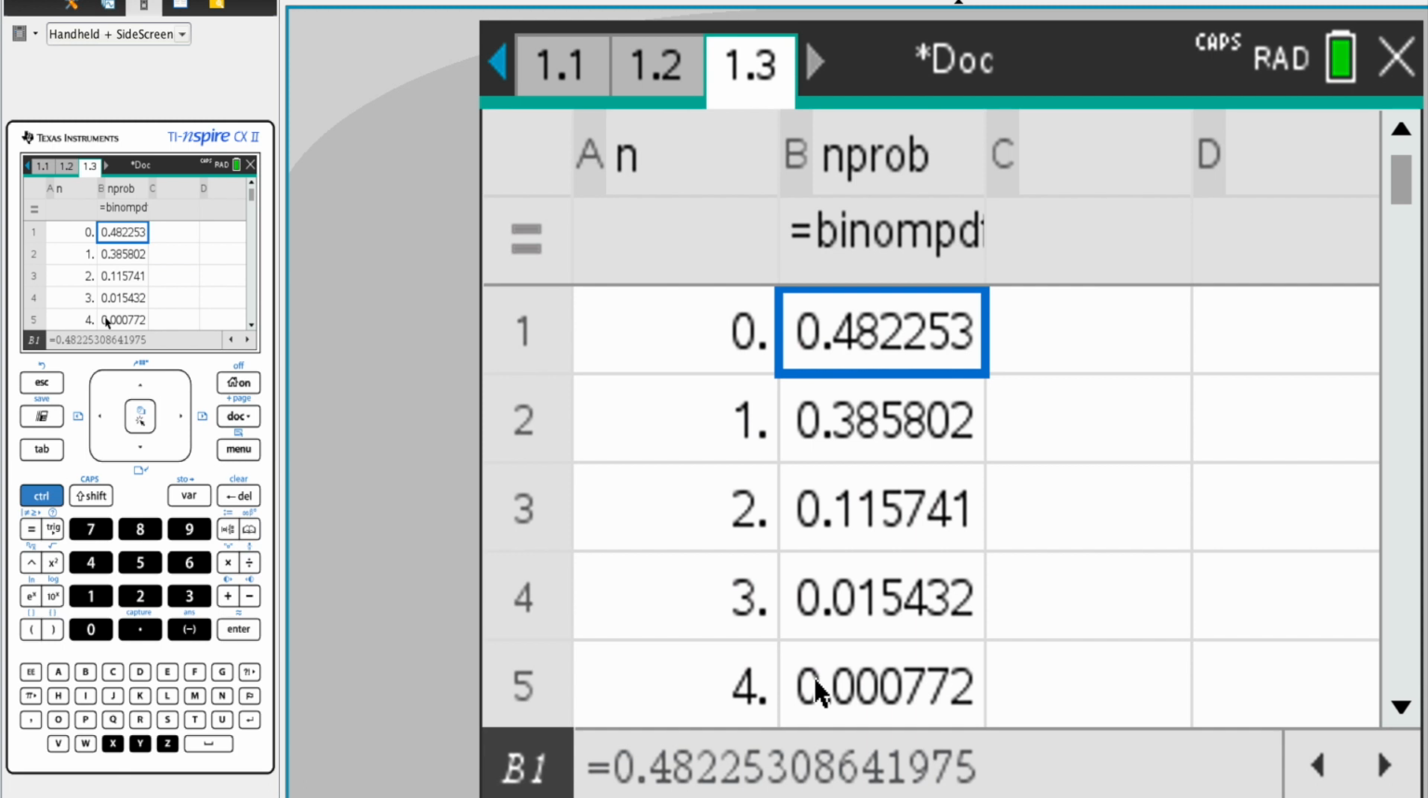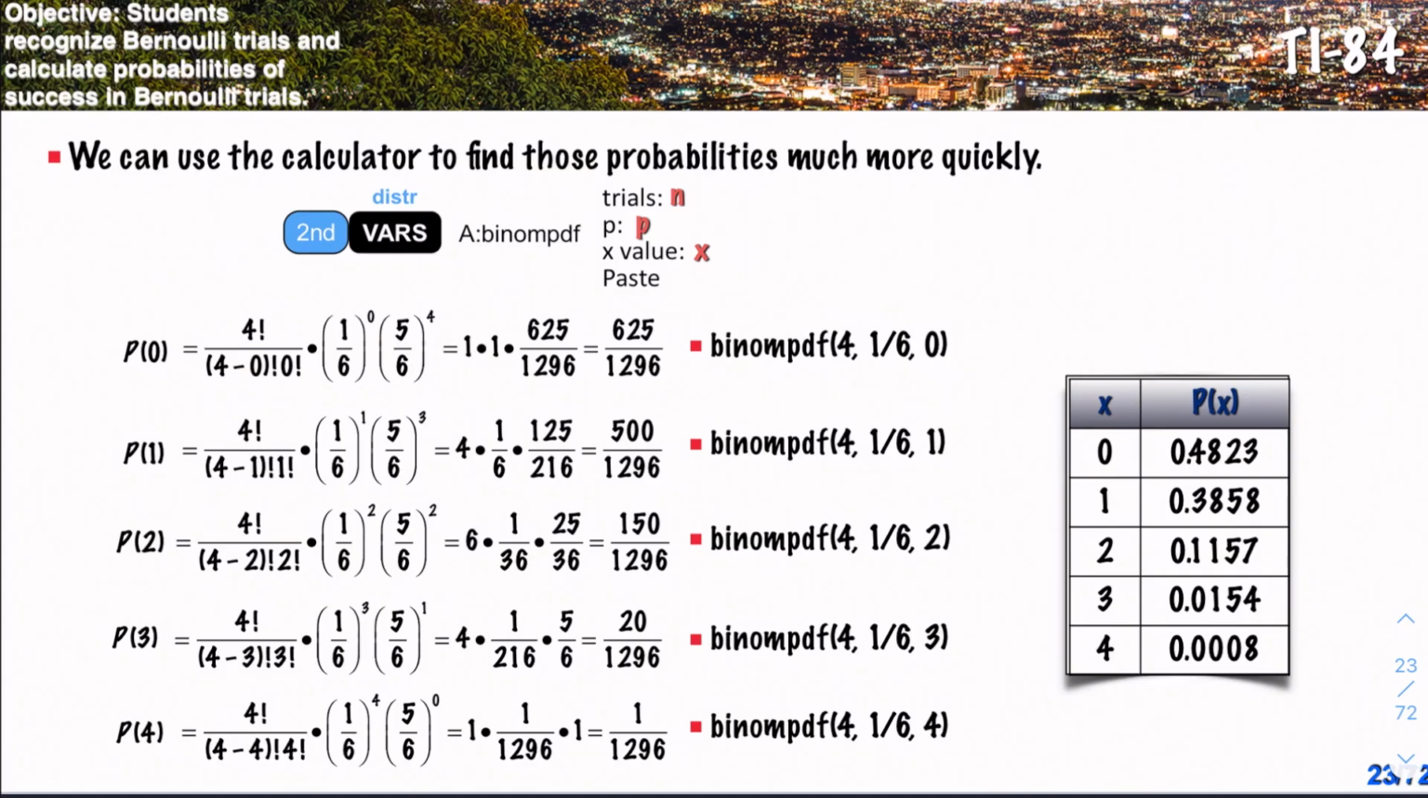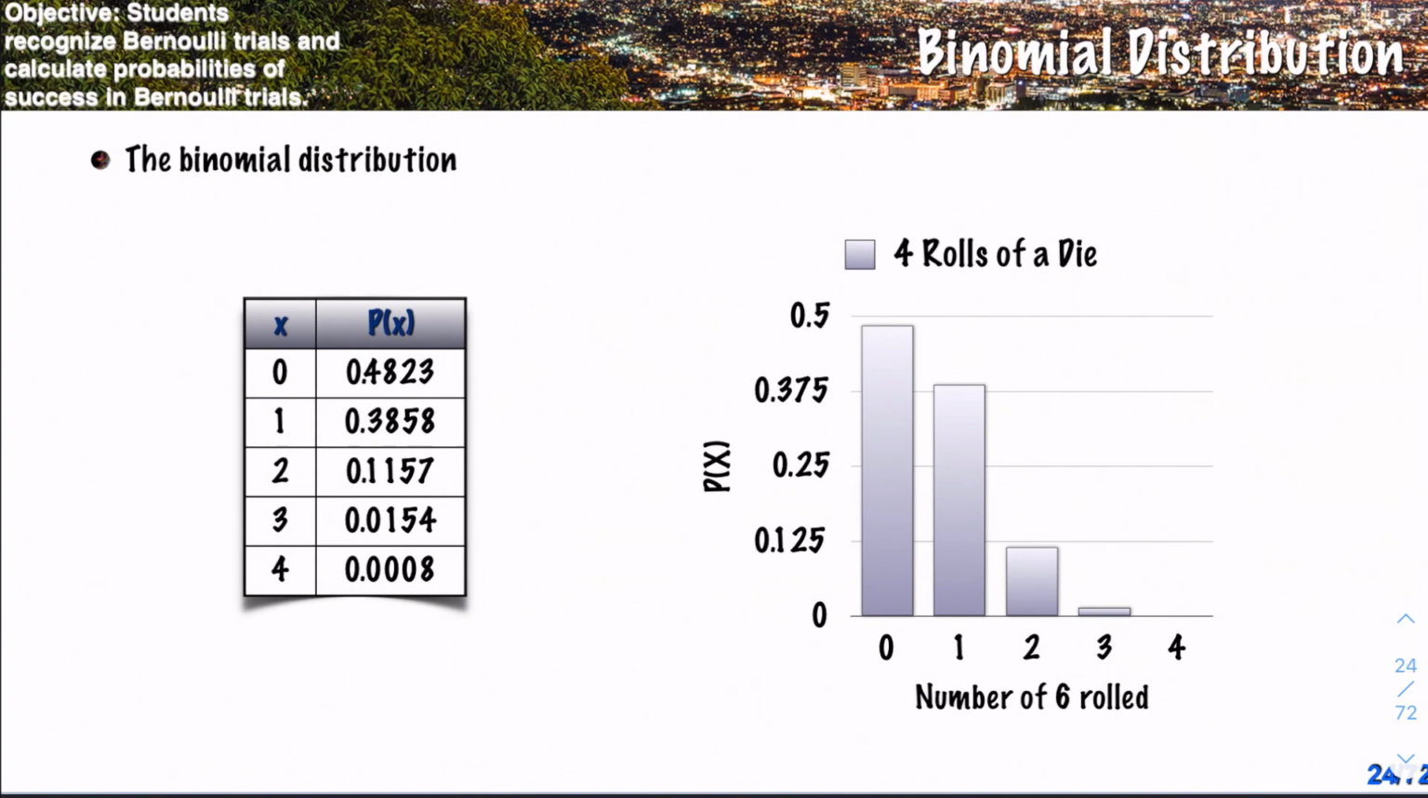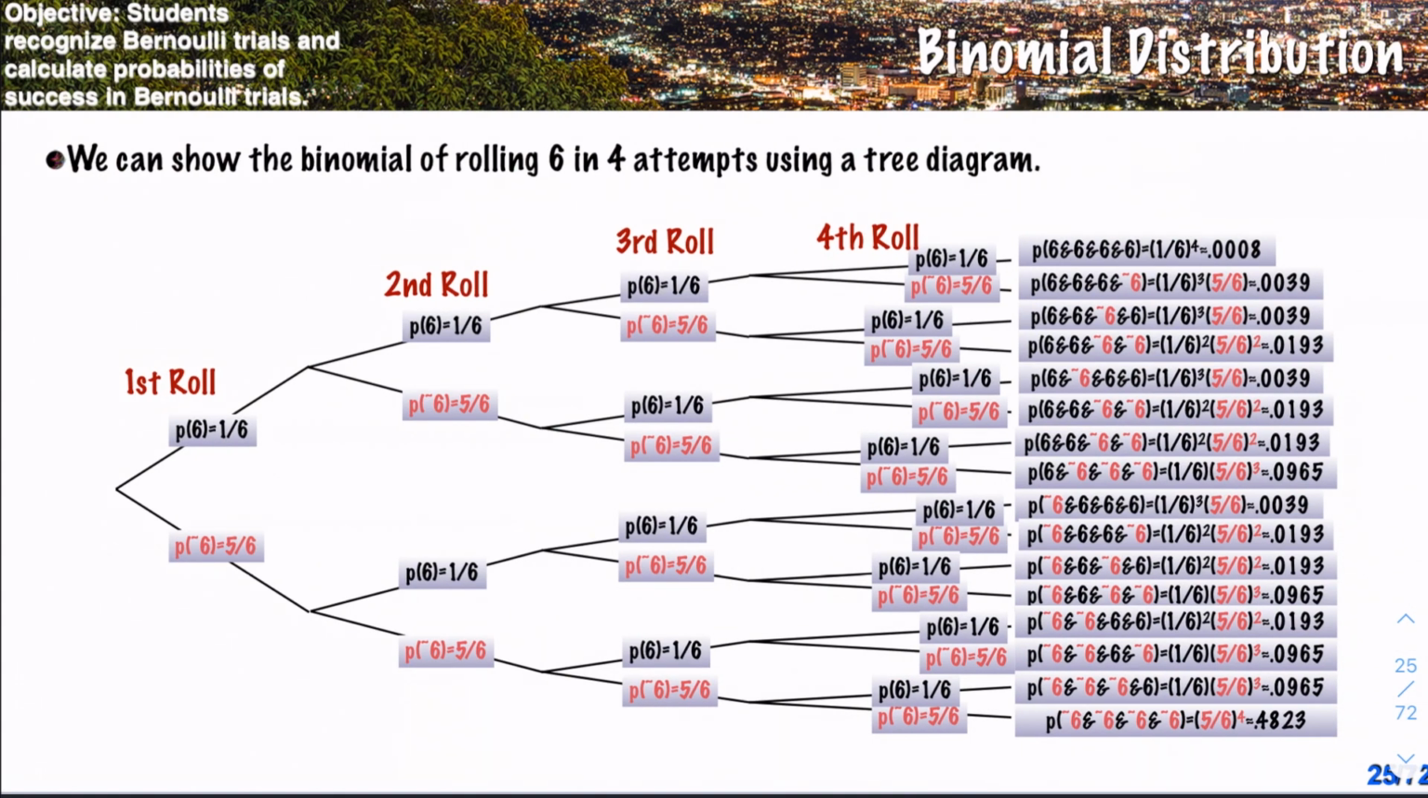So if we're looking back on the notes, we can see that when we use a calculator, we can create these distributions by using Binomial PDF. And of course, we can make a histogram, just like we've done in the past, and see that our numbers 0, 1, 2, 3, and 4 form this descending, exponential decay type of function. So we can show the binomial of rolling a 6 in 4 attempts, also using the tree diagram.